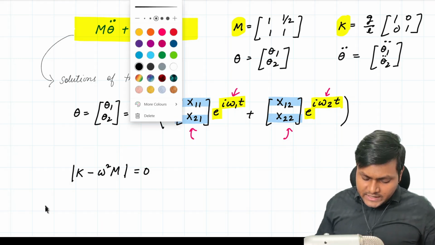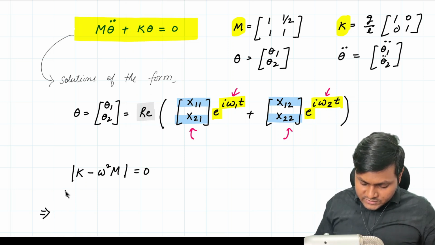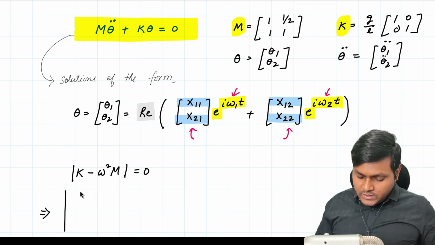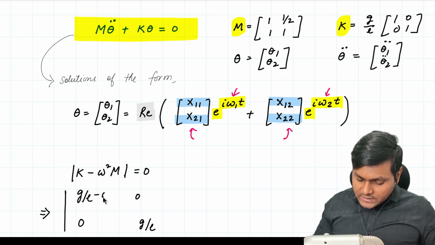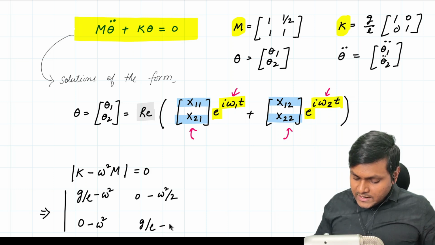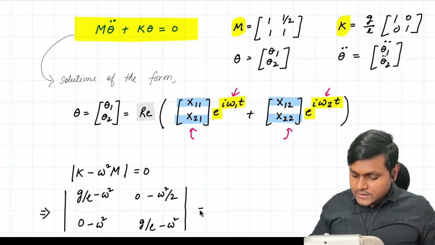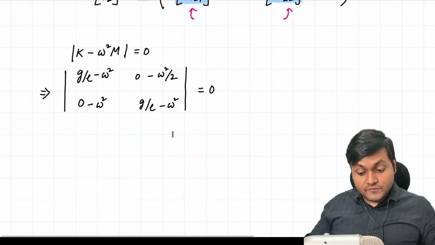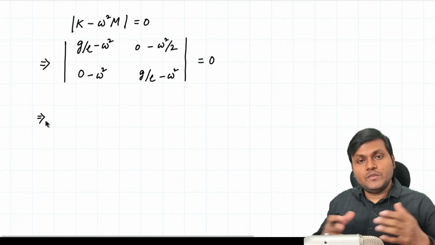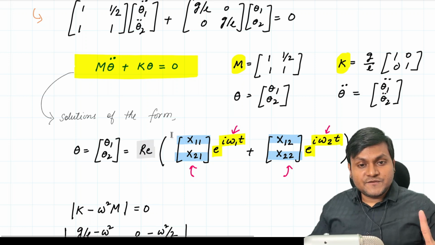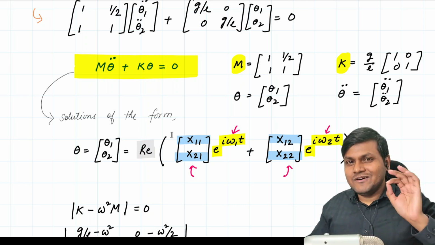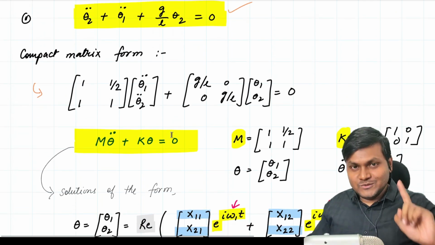So this is much easier actually. Just substitute whatever we have obtained here. So this is a determinant. So what is k? K is nothing but g upon L and g upon L and 0 and 0. What is minus omega square m? So this is minus omega square, this is minus omega square upon 2, this is minus omega square, and this is minus omega square, and the determinant of this is equal to 0. So let us solve that. If we solve this equation, we will end up obtaining the eigenvalues and the eigenvectors associated with this compact matrix form of a second order differential equation, which will finally actually give us the solutions corresponding to theta 1 and theta 2. You will see how that happens.